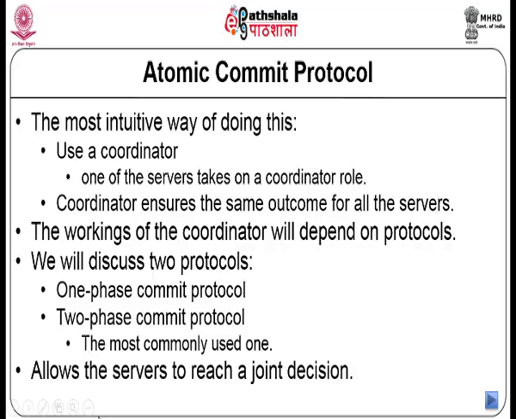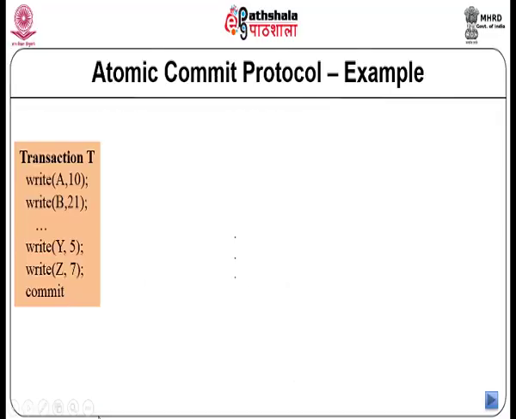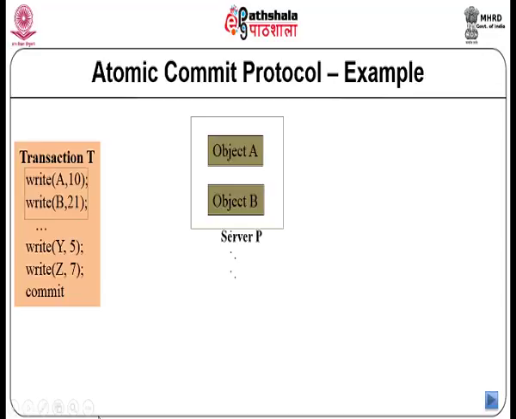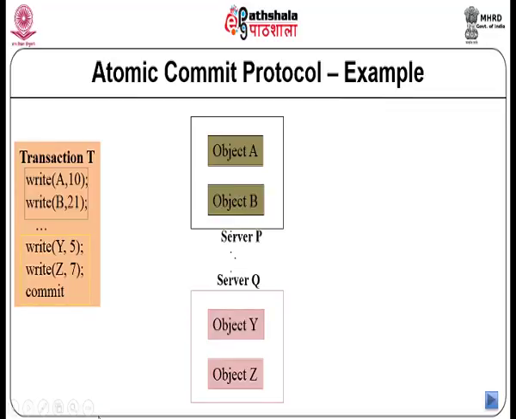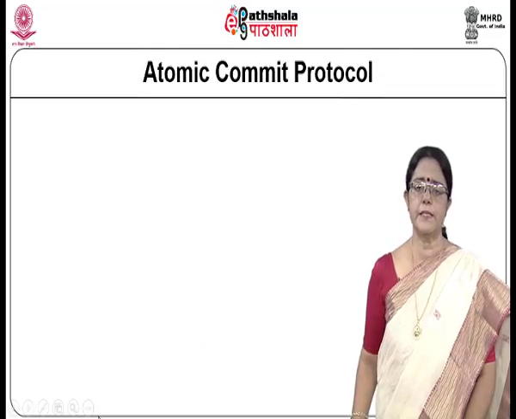It allows the servers to reach a joint decision. So, here is an example of a transaction. The transaction has write A comma 10, write B comma 20, write Y comma 5 and write Z comma 7. Now, server P contains two objects A and B, while server Q contains the other two objects Y and Z. So, this makes it a distributed transaction, and the transaction has to access both the servers for executing all four instructions.